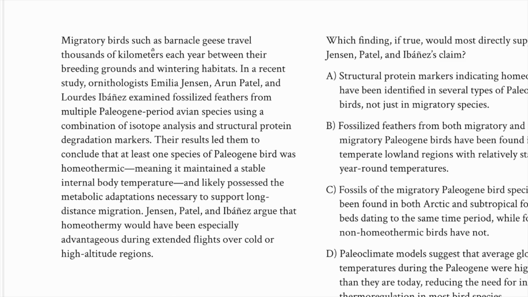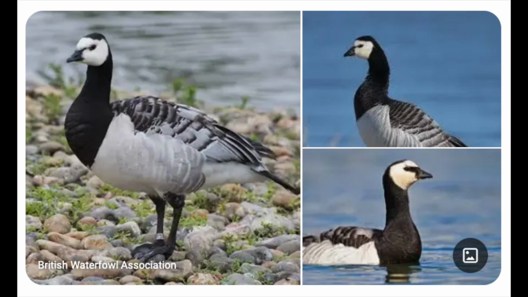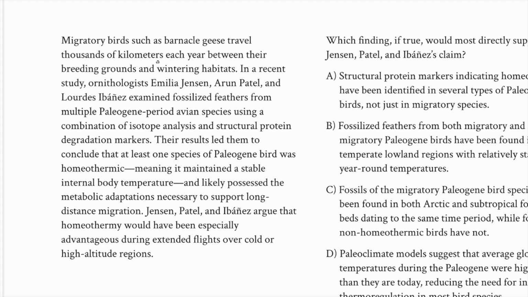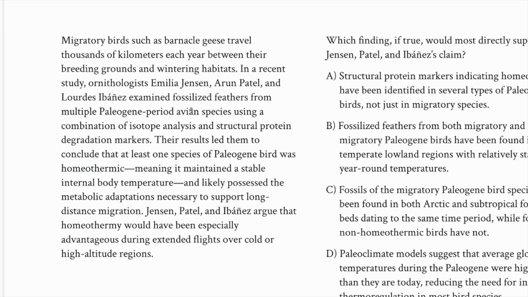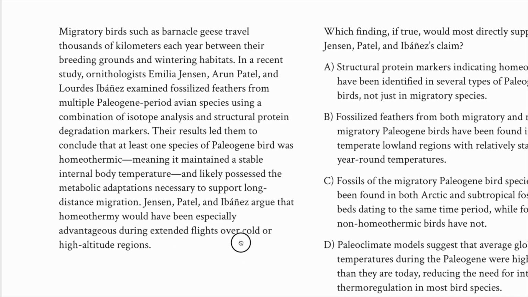It says that migratory birds, such as barnacle geese, travel thousands of kilometers each year between their breeding grounds and wintering habitats. In a recent study, researchers examined fossilized feathers from multiple Paleogene period, it doesn't matter when that was, it was just a long time ago, avian species, avian meaning birds, using a combination of this and that methods. Methods aren't that important in these questions, generally speaking.